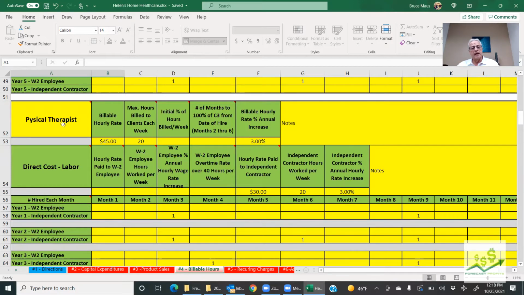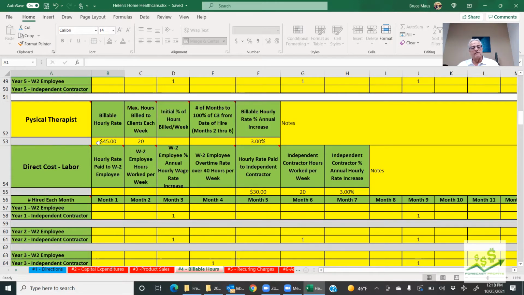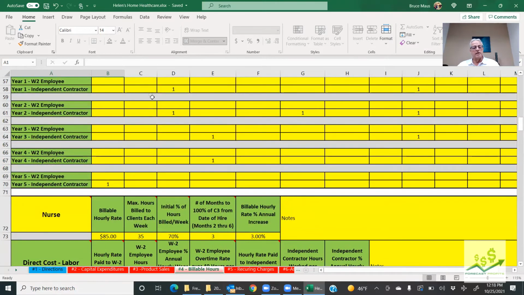W-2 employees. In this case, a physical therapist she plans to hire and bill 45 hours to her client, but they'll only work part-time, 20 hours a week. And she will pay that independent contractor $30 an hour. In this case, the independent contractor is responsible for their own payroll deductions when they file their taxes annually. Note in the second row, you can designate which month independent contractors are hired.